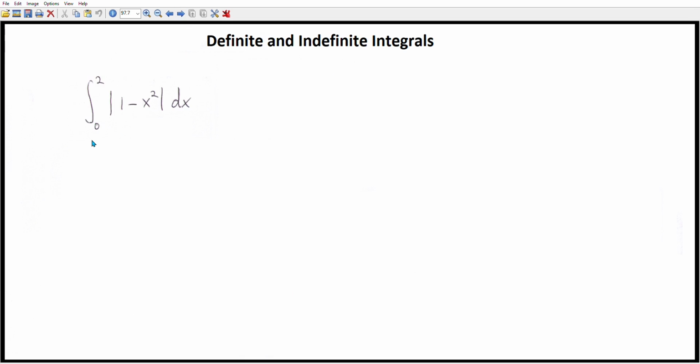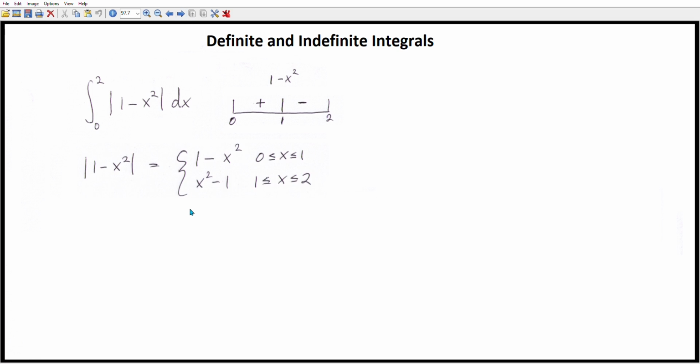Now let's look at the following integral, the integral from 0 to 2 of the absolute value of 1 minus x squared. Now a problem we've got here is that we don't know how to take the antiderivative of an absolute value. So what we have to look at here is what's happening on the interval 0 to 2. And between 0 and 1, 1 minus x squared is positive. But between 1 and 2, 1 minus x squared is negative. The absolute value will, in fact, there give us x squared minus 1.